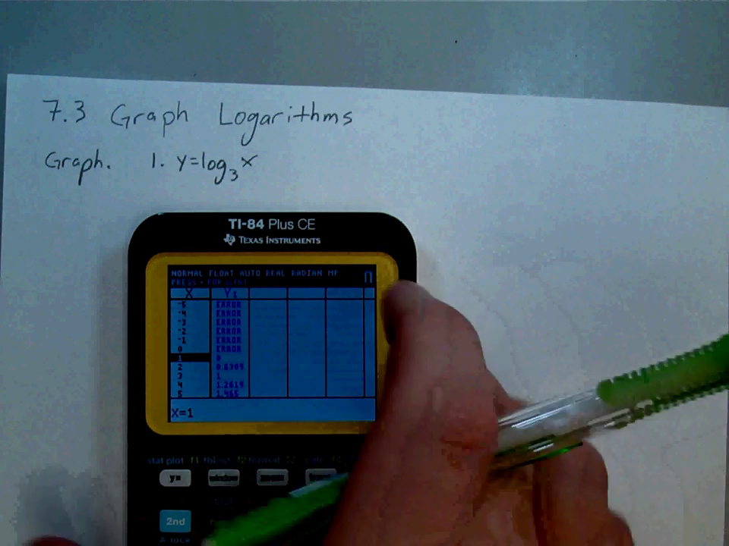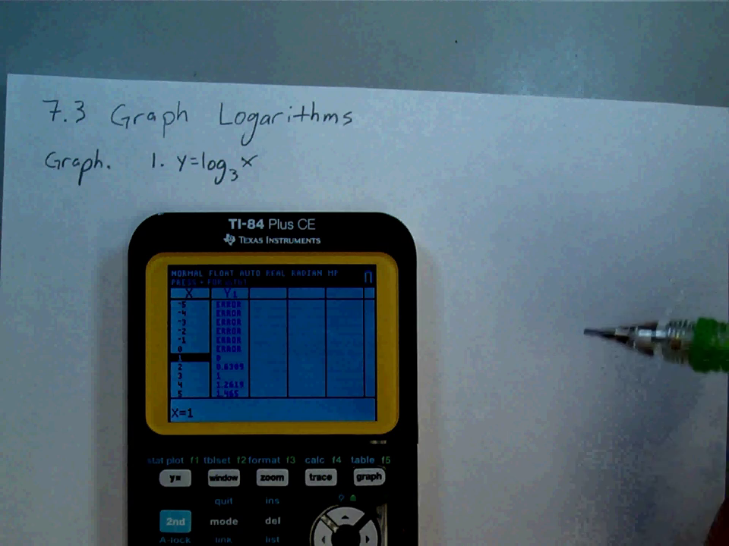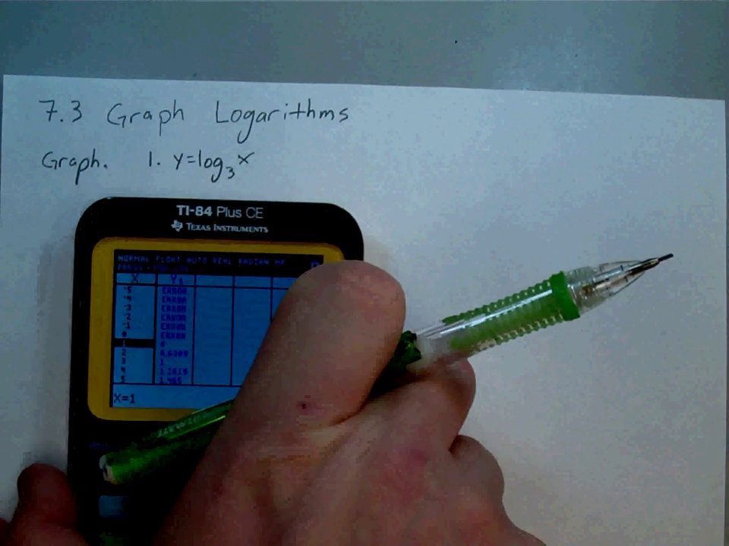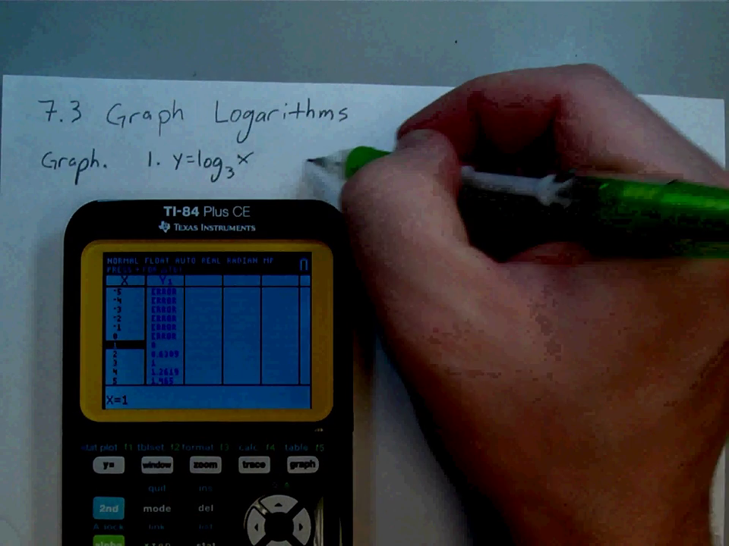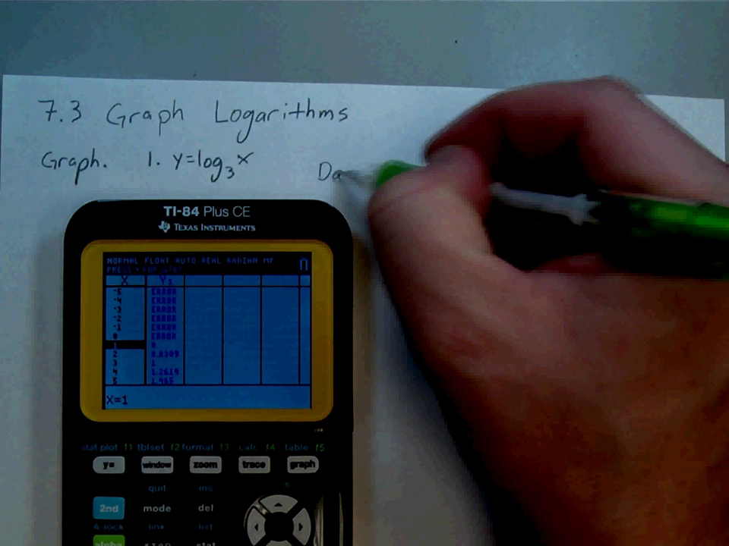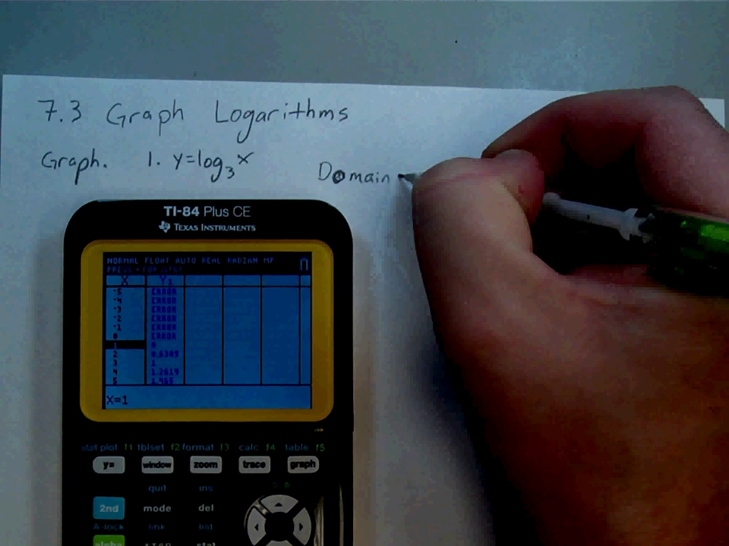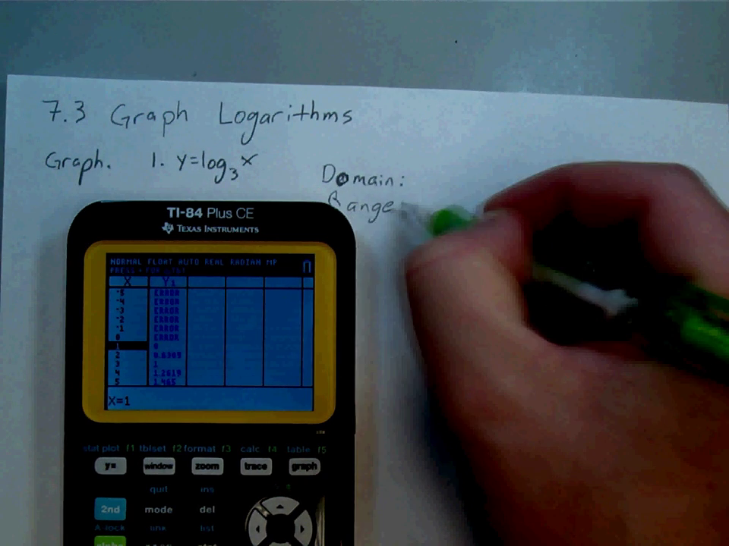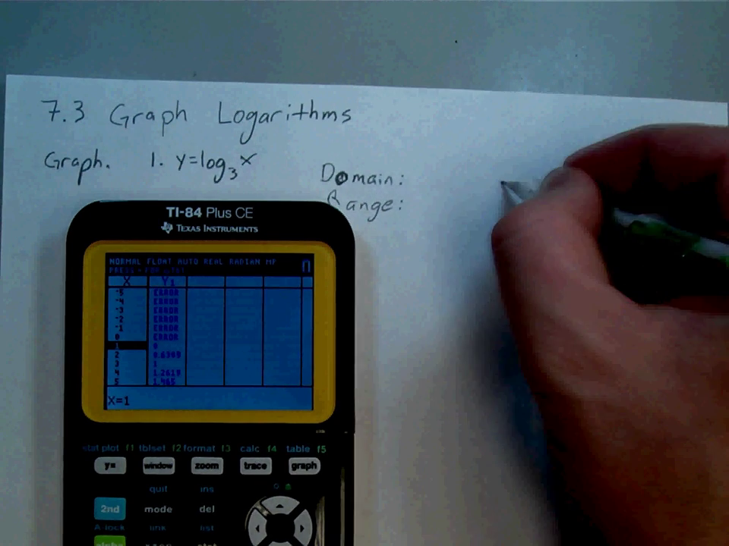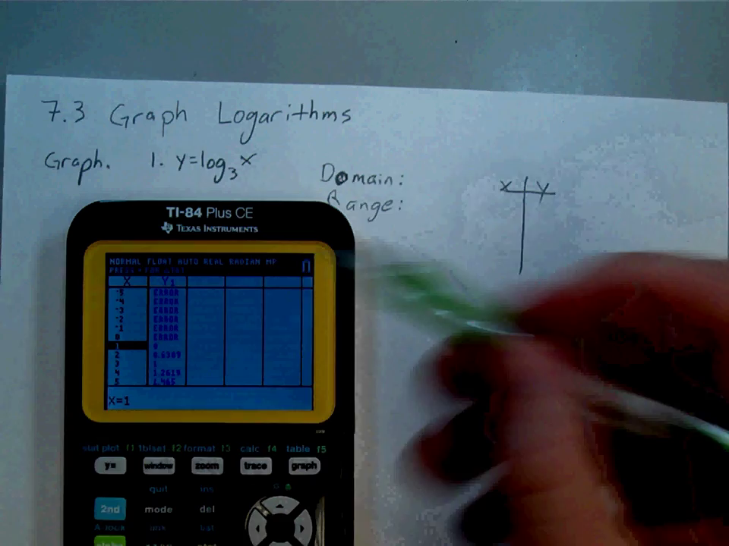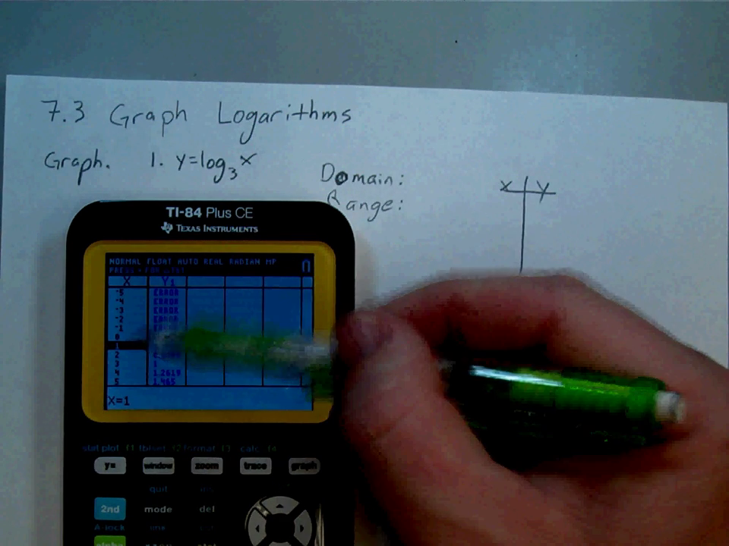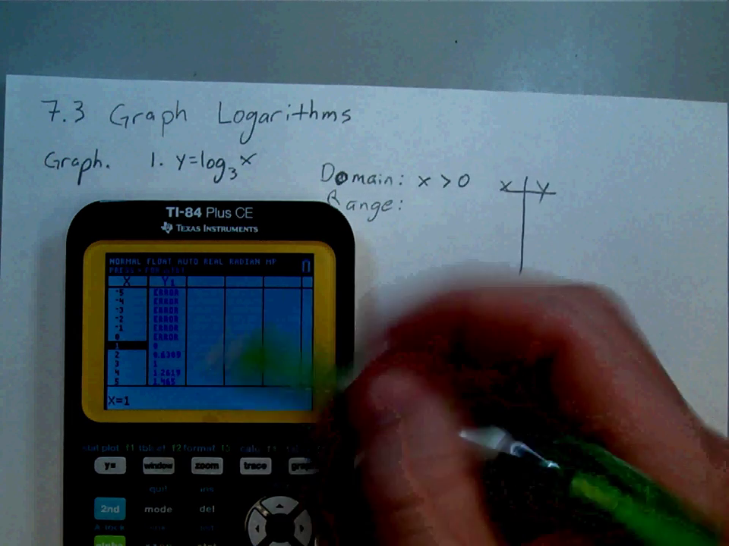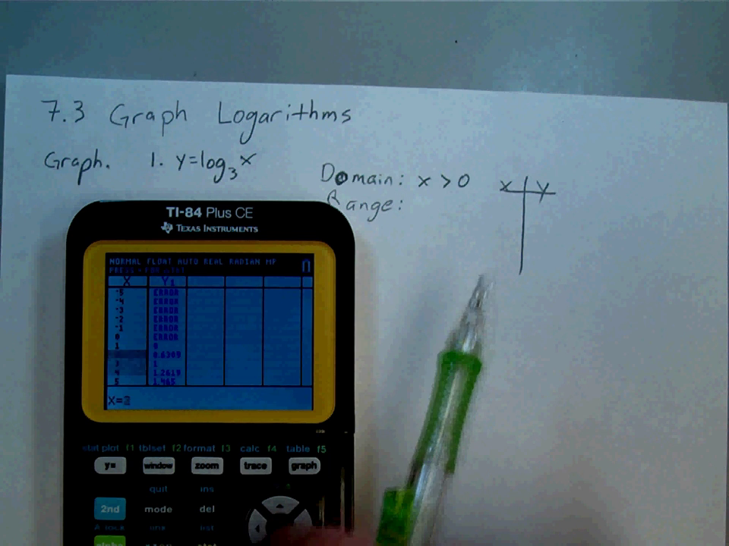There's a few things I'm going to ask you to do on this graph. We're going to graph, but we're also going to give the domain, the range, and a table of a couple of values. We can take the values right off of this graphing calculator. So I'm going to ask domain, range, and then a table of values. For the domain, it looks like x only works after 0, so we could say that x has to be greater than 0.